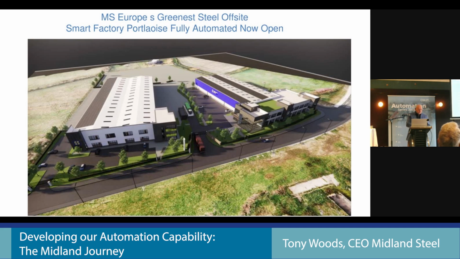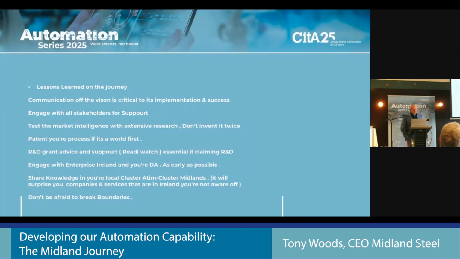So I suppose, what do we learn in the journey? The lessons we learned. Communication and the vision is critical to be implemented, and you need to communicate it to all your stakeholders and staff. First thing to do is let them know what your vision is. You can't achieve it on your own. They want to be part of it. Some will resist it, some will join it.